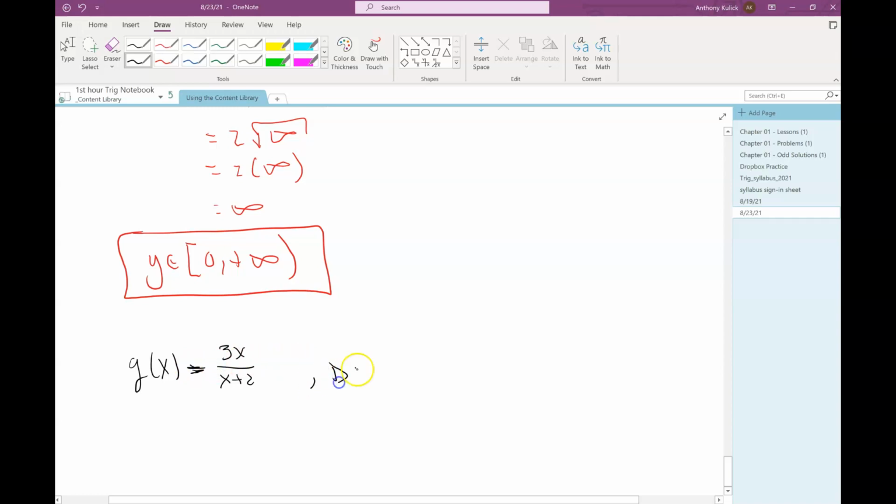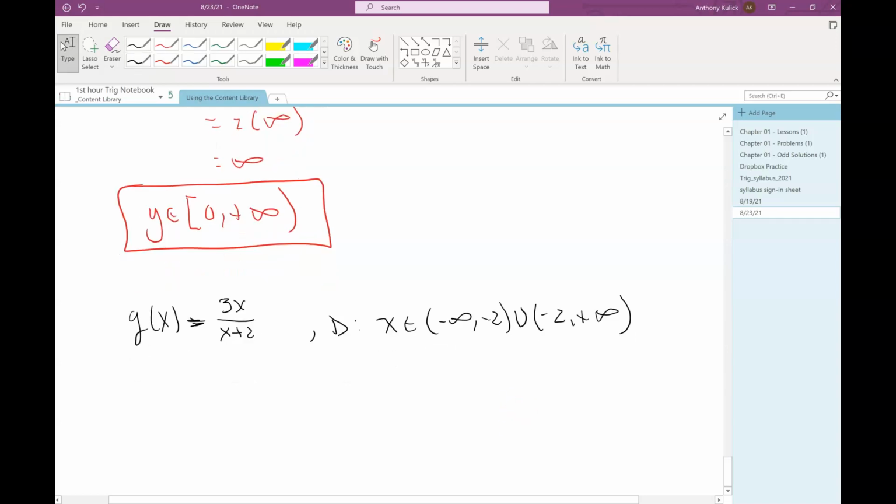And our domain here was negative infinity to negative 2 union negative 2 to positive infinity. So I'm going to be interested in the same thing. I'm going to be trying to determine whether these are increasing or decreasing. And to do that, I'm going to take advantage of what I know about rational functions that we talked about last year, because when I look at that, that's what I have.